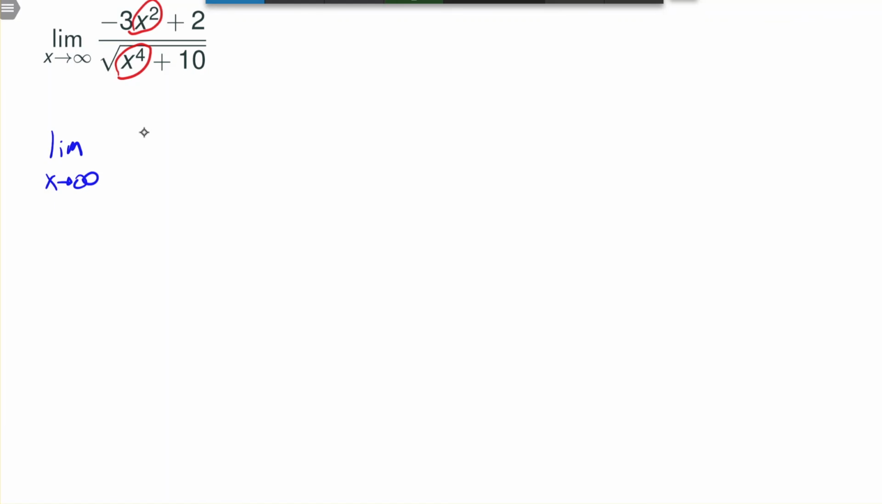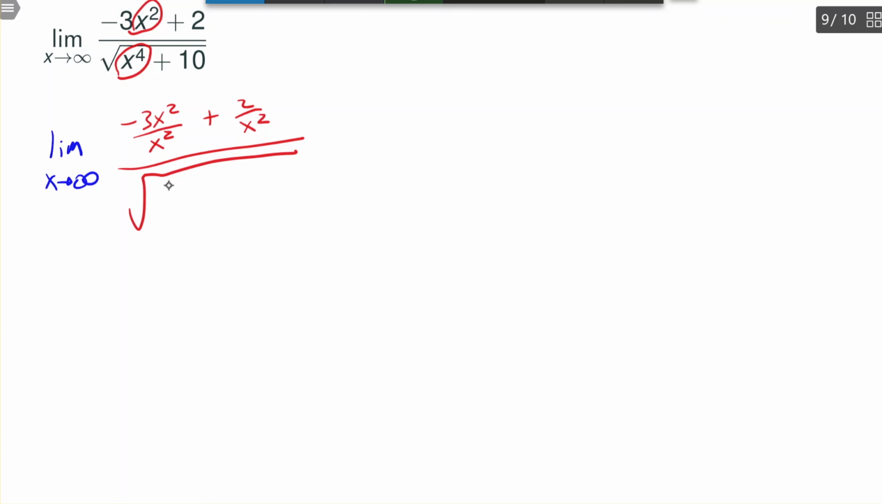So what we do is divide by x to the second for the terms outside of the square root. Inside the square root, x to the second power is equivalent to x to the fourth, so we divide by x to the fourth inside the square root. So then we can simplify.